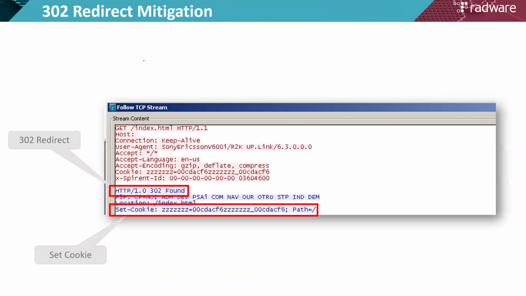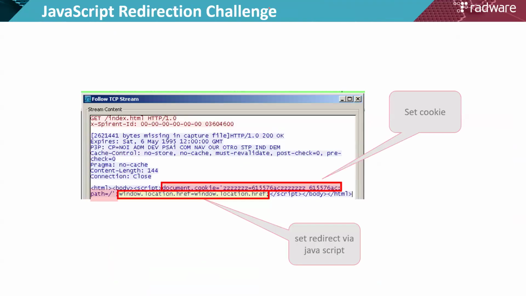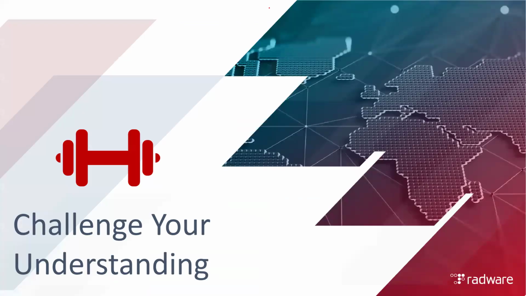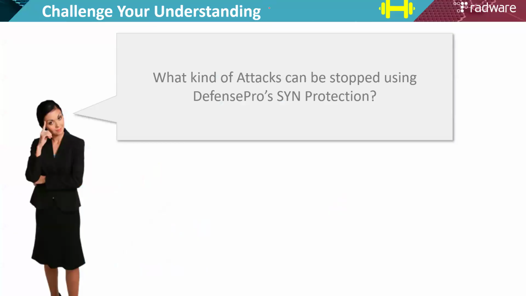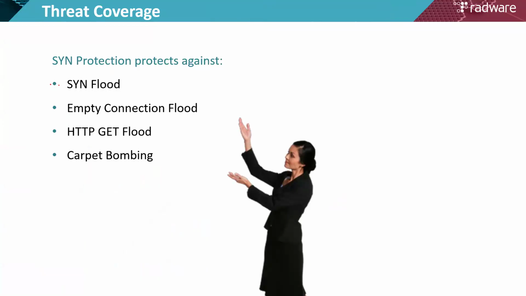The two challenges which are present when it comes to HTTP authentication are 302 redirect and JavaScript. So there are two mechanisms, the 302 redirect and JavaScript challenges. Those two are the challenge mechanisms when it comes to HTTP. So what kind of attacks can be stopped using DefensePro SYN flood protection? These are the answers: SYN flood, empty connection flood, HTTP GET flood, and carpet bombing. So these are the four kinds of attacks that can be mitigated.